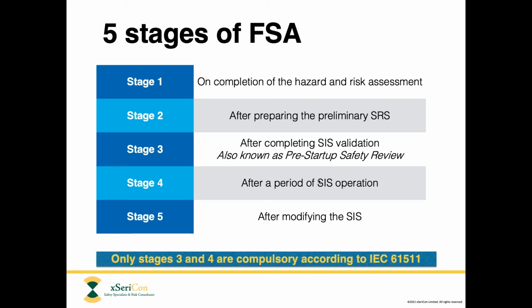The second one is validation. Now, validation is essentially a one-time activity where you do some tests and some inspection on the SIS after you've completed the construction and commissioning. And the purpose of validation is to confirm that the safety instrumented system that you've developed actually matches the specification.